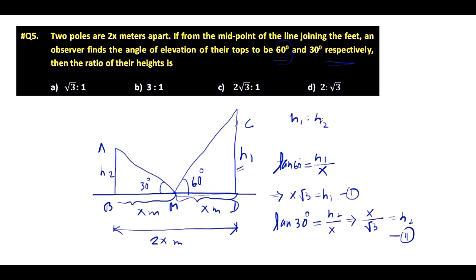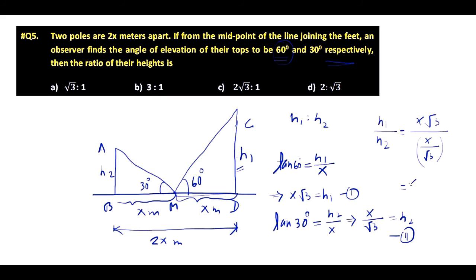Exactly what you need: you need h1 is to h2. That means h1 by h2. So you have to divide this quantity by this. So h1 by h2 equal to, what is the value of h1? It is x√3, and the value of h2 is this much.